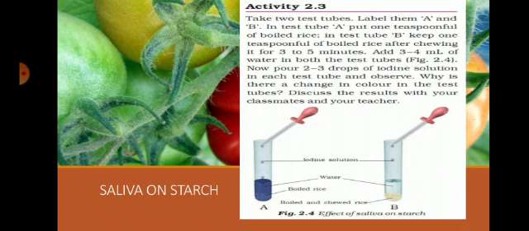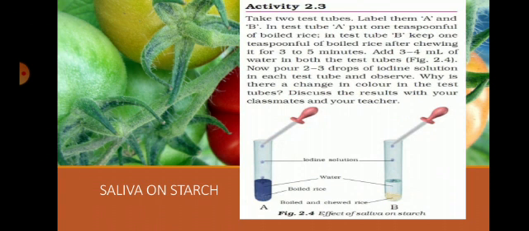First, you take two test tubes. Label them A and B. Add 1 teaspoonful of boiled rice in test tube A. Then add 1 teaspoon of boiled rice after chewing it for two to three minutes in test tube B.